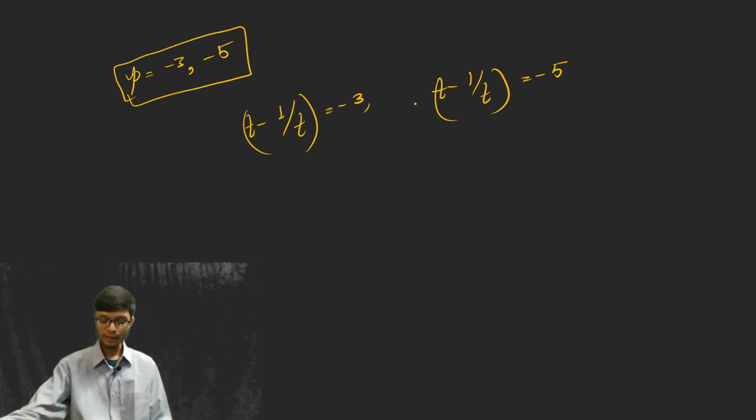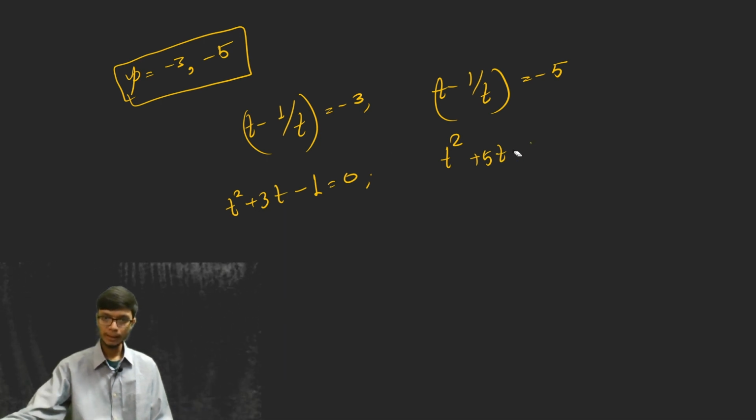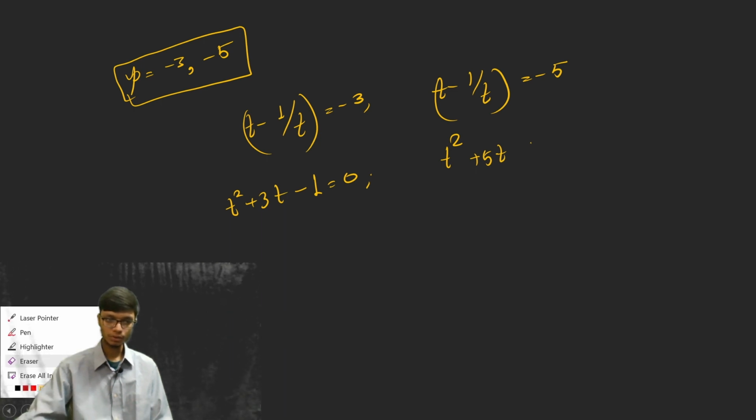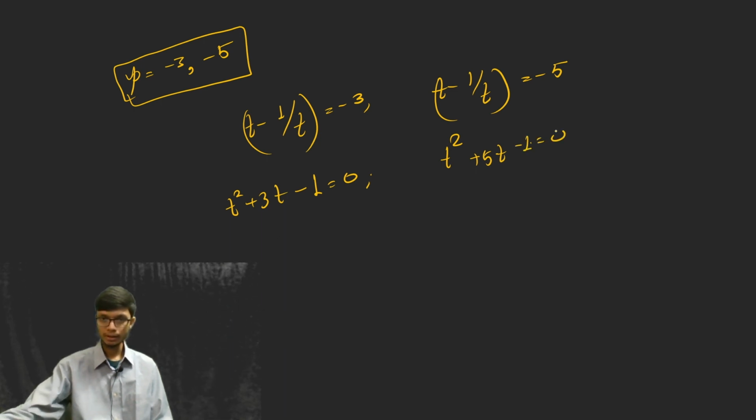Okay, now there will again be two quadratics in t. If you solve the first quadratic, it will be t square plus 3t minus 1 is equal to 0, and the second quadratic will be t square plus 5t minus 1 is equal to 0.